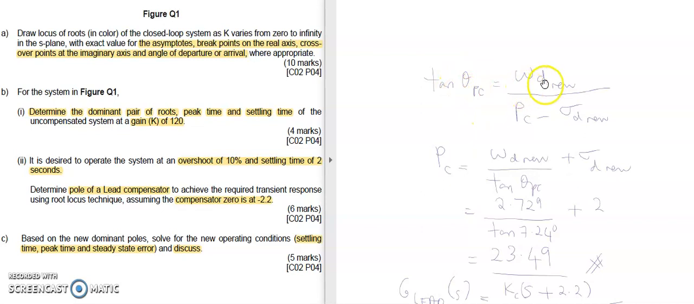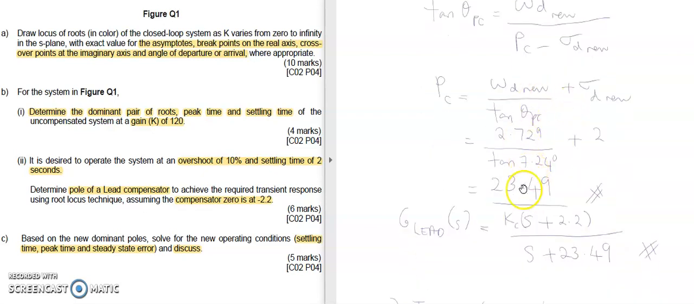This one must use the value of omega D and sigma D from the new dominant pair of roots, not from the old dominant pair of roots. From this one, you determine the value of PC, 23.49.